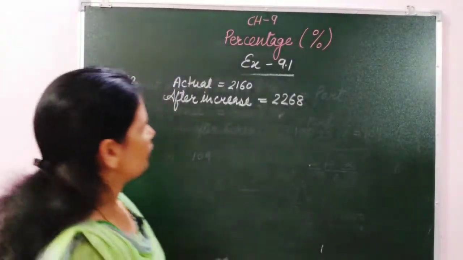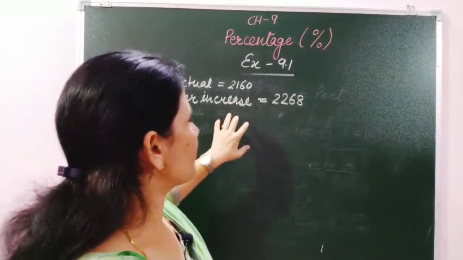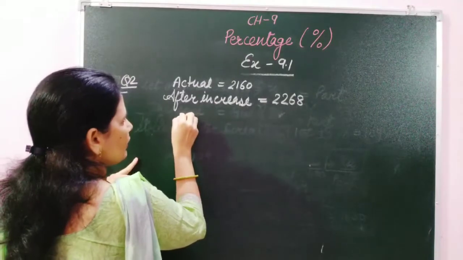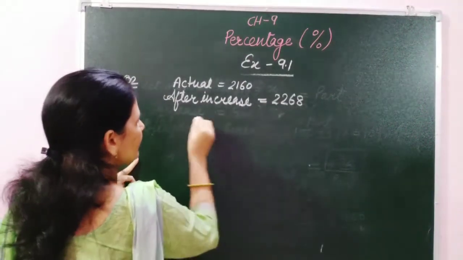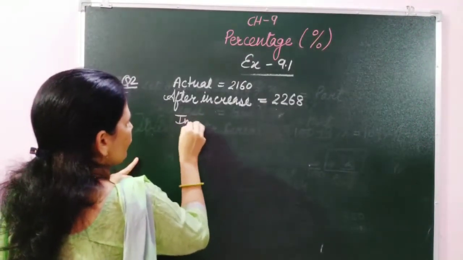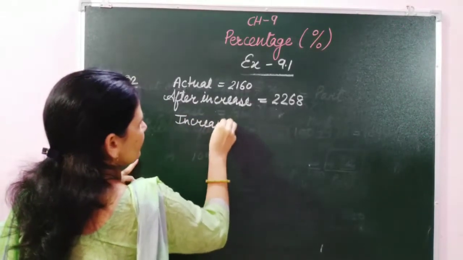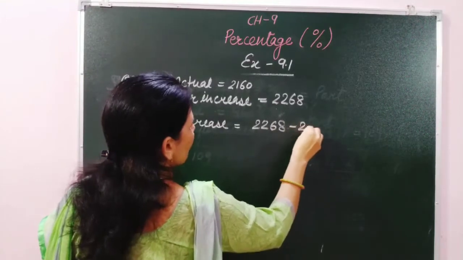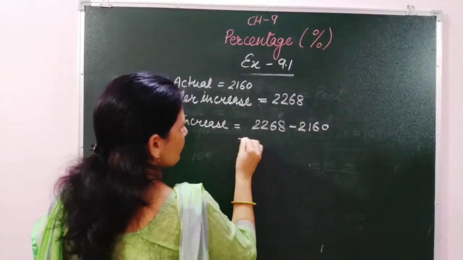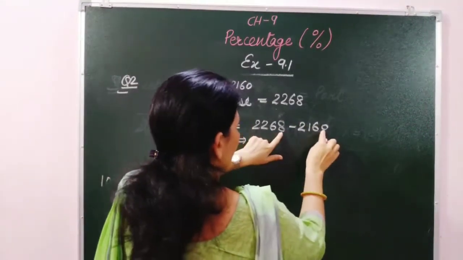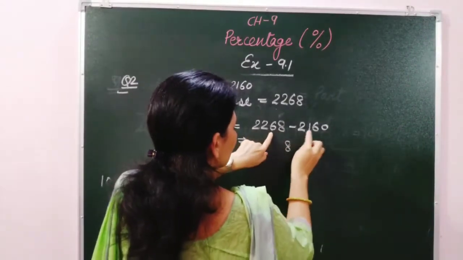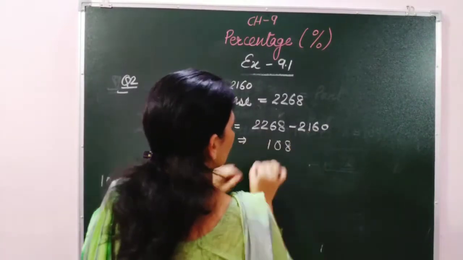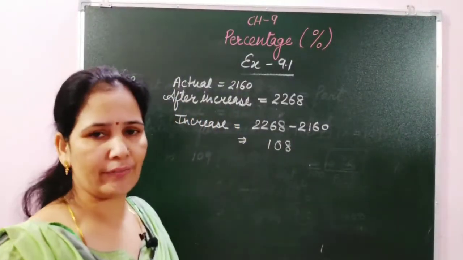So students, first we have to observe what they have given to us. First we find out the increasing amount, because after increasing they have given. So increase, that is 2268 minus 2160. So 8 minus 0 is 8, 6 minus 6 is 0, and 2 minus 1 is 1. So how much increase? 108.